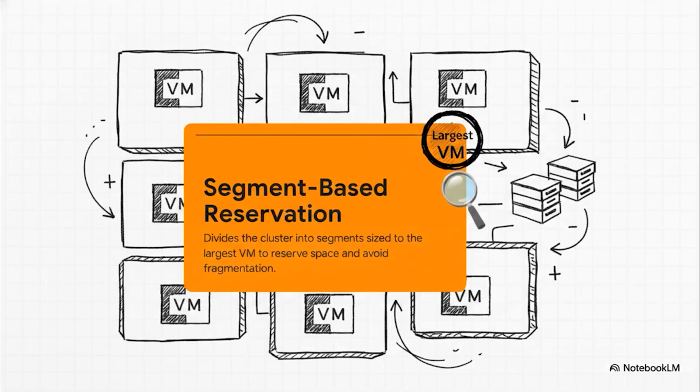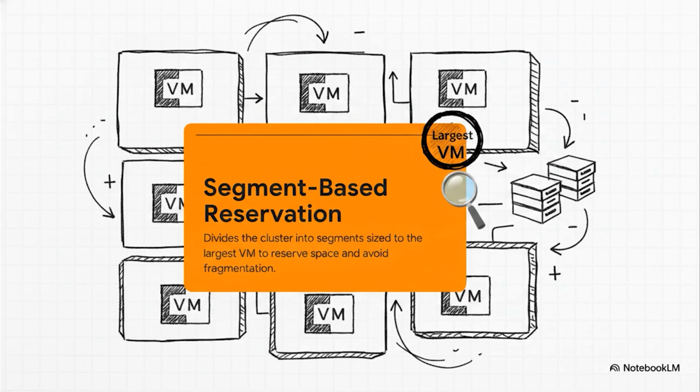The underlying engine that makes guaranteed mode so bulletproof is a mechanism called segment-based reservation. You definitely need to know this for the exam. Instead of just setting aside a raw, unstructured chunk of memory, the scheduler mathematically divides the cluster into segments. And here is the absolutely crucial detail to remember. Each segment is sized to correspond to the largest VM that it guarantees to restart.